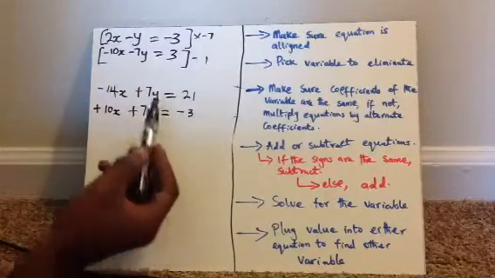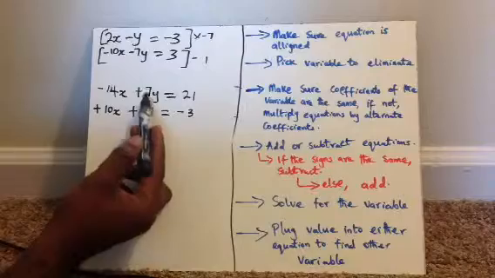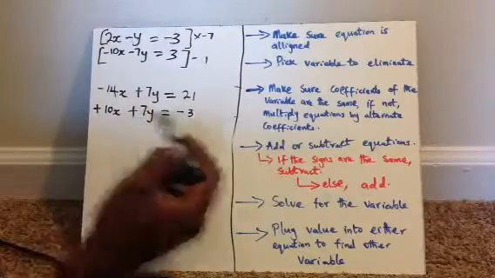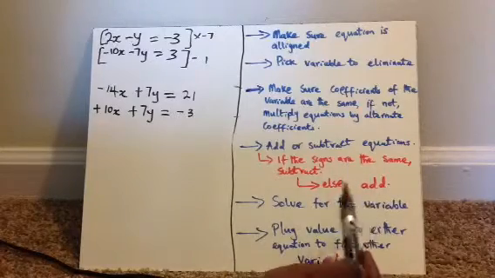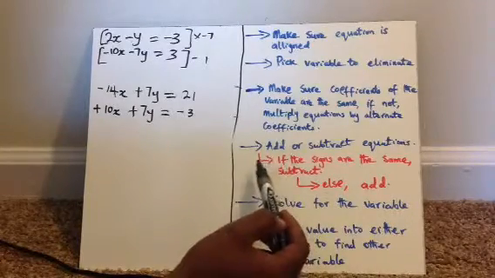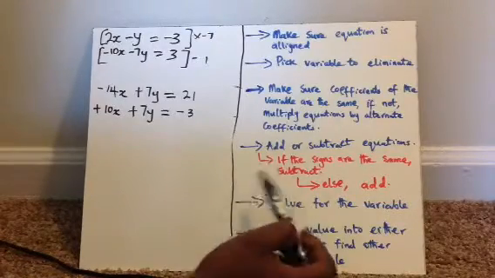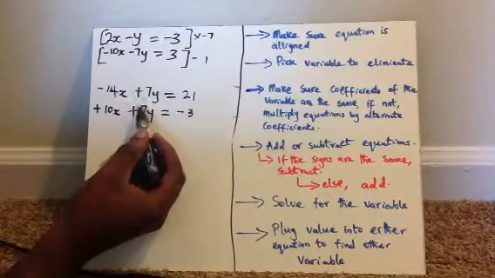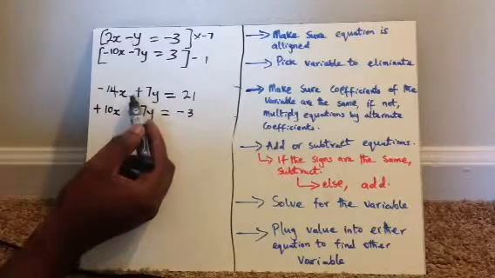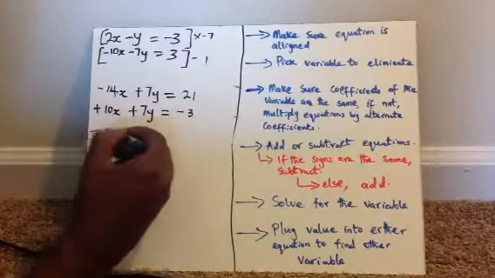So now we have the variables 7y and 7y. Their coefficients are the same. Now we can move on to the next step, which says add or subtract equations. This condition tells us whether to add or subtract. If the signs are the same, you subtract. So look at the sign for the y. This is a plus and plus. They are the same, so we have to subtract.